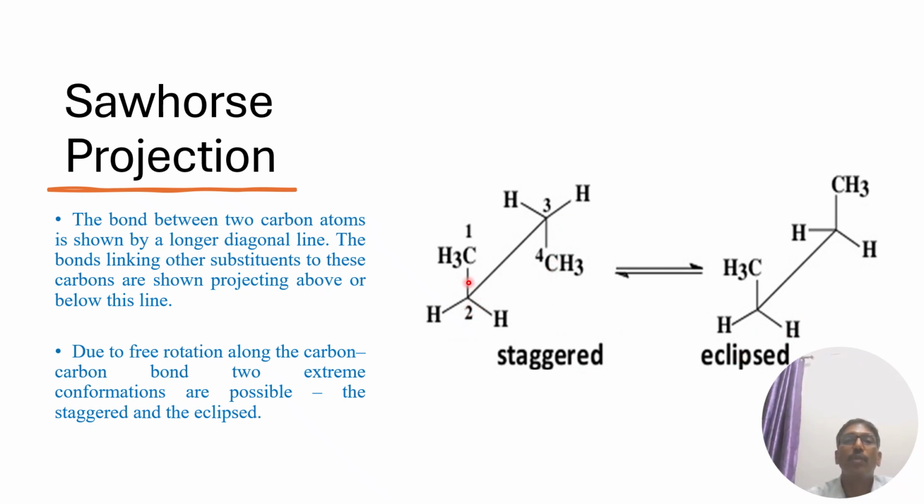On the diagonal line, what you see here, two carbons are attached. At each end, you can see three groups attached, two hydrogens and one methyl, and it could be in the form of staggered as well as eclipsed. This particular projection gives a clear view about the groups present in the molecule.